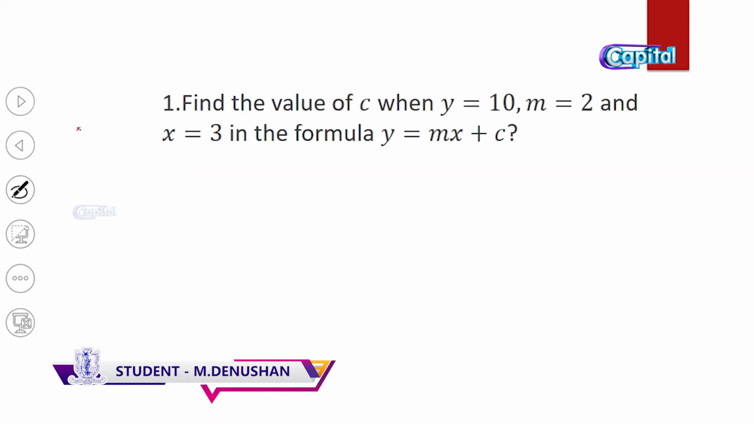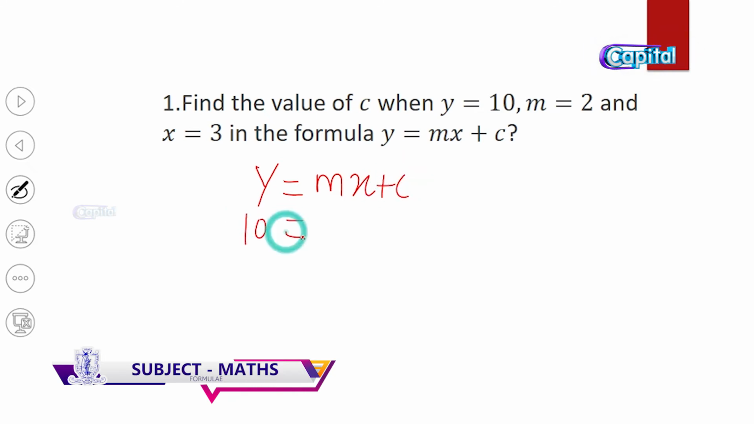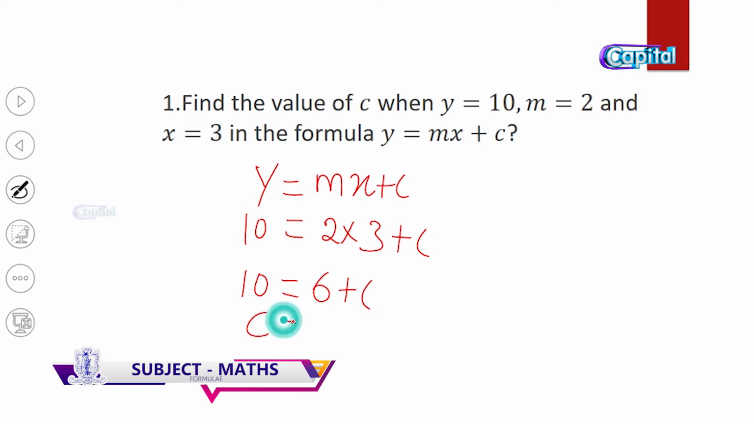Here we have to find the value of c when y is equal to 10, m is equal to 2 and x is equal to 3 in the formula y is equal to mx plus c. We can find the value directly. Now we can substitute. Then we obtain 10 is equal to 6 plus c. To find c we have to subtract 6 from both sides. By that we obtain the answer c is equal to 4. This is the answer, and we'll move to the next question.